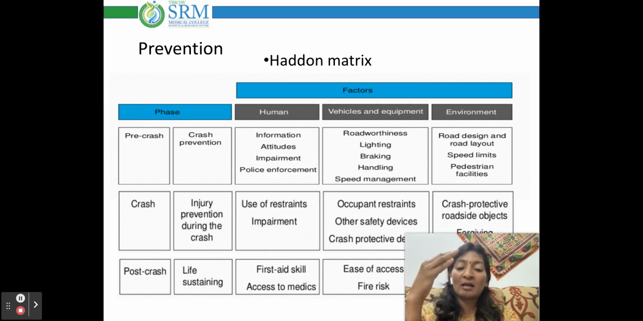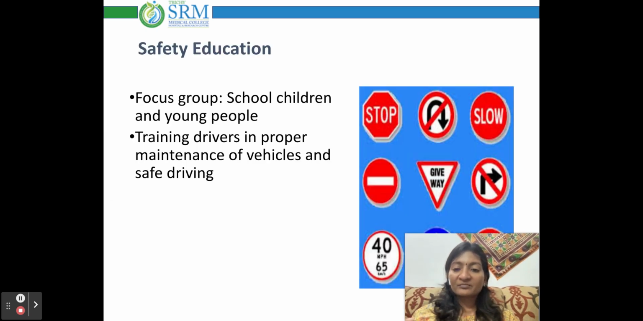And post-crash, we have to give first aid skills and access to the medics. Similarly, for vehicles and equipment, the factors are roadworthiness, occupant restraints, and ease of access. While for environment, they are road design and road layout, and crash protective roadside objects. So this is the Haddon matrix.